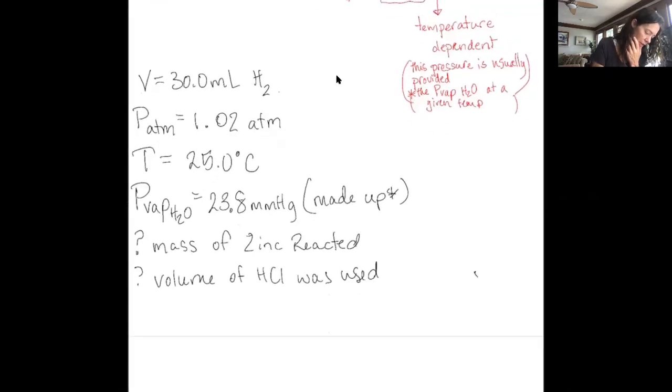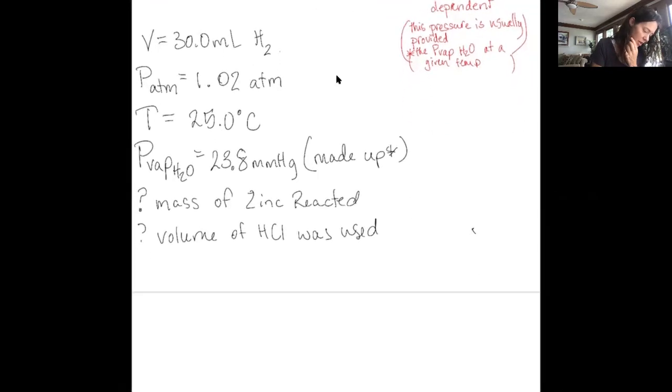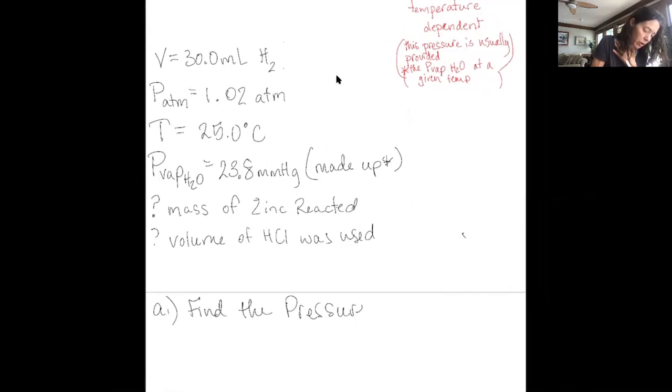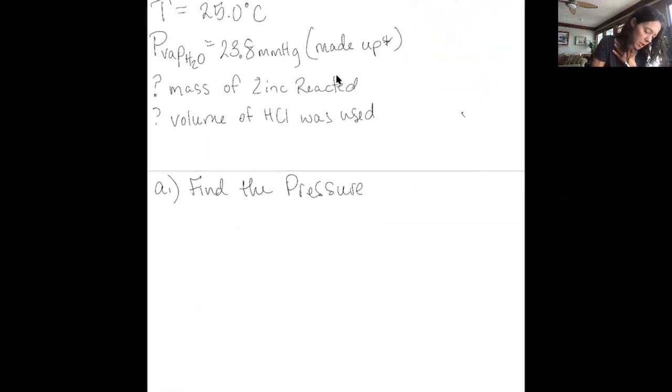Okay, so I think we have everything we need here. Now, notice right here, we've got a volume of hydrogen. We've got a pressure of the atmosphere. We've got a pressure of the water. We've got the mass of zinc, the volume of HCl. Okay, so the first thing we're going to do is find the pressure, and I'm going to use a word that you're likely to see that's sometimes confusing, of the dry hydrogen gas. That simply means without the water vapor.